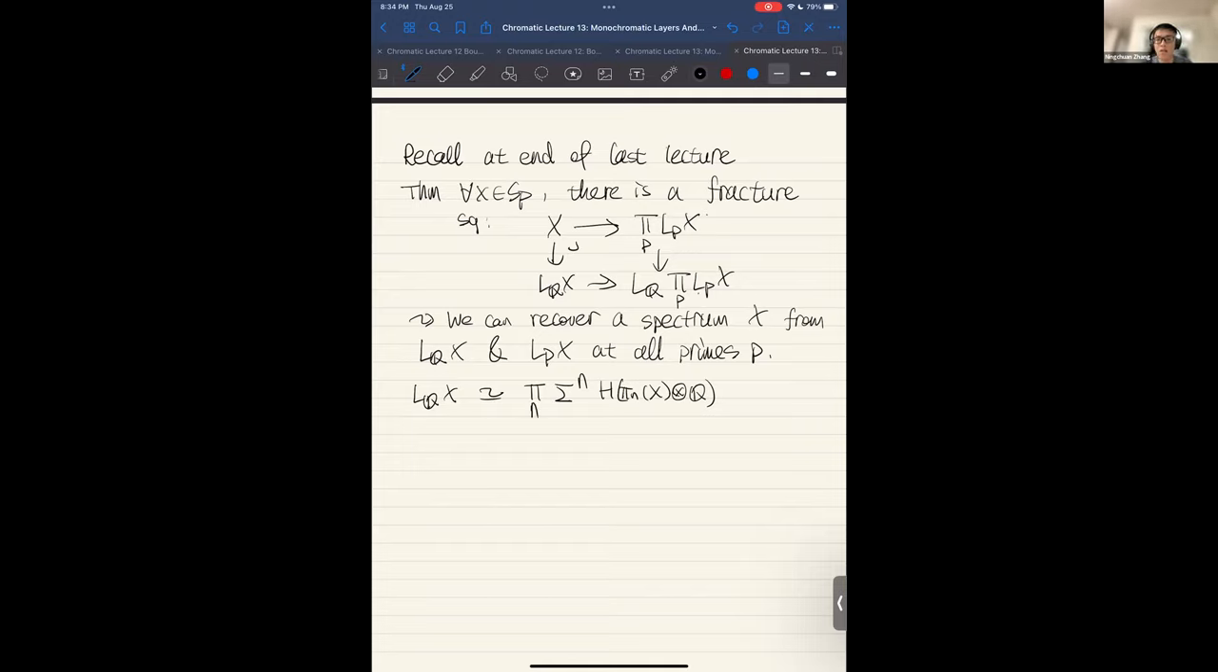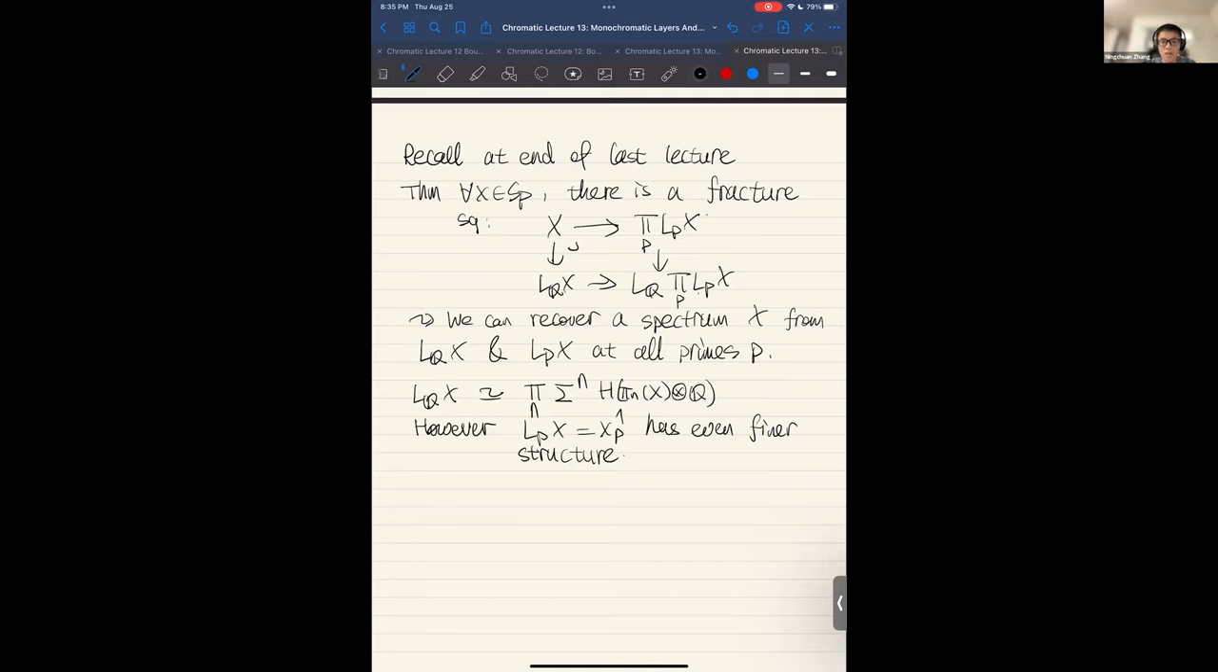So rationally, there's not too much to say about rational spectra. There's no more complicated structure like the k-invariants in the Postnikov tower. It's just a product. However, the p-local, p-complete part has even finer structure that we'll talk about in today's lecture.